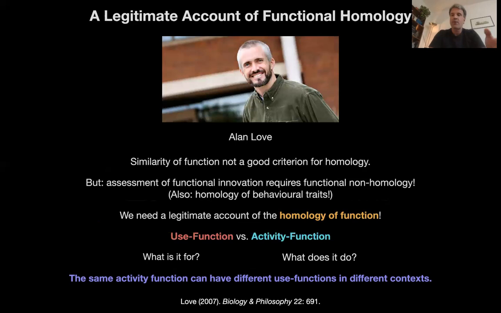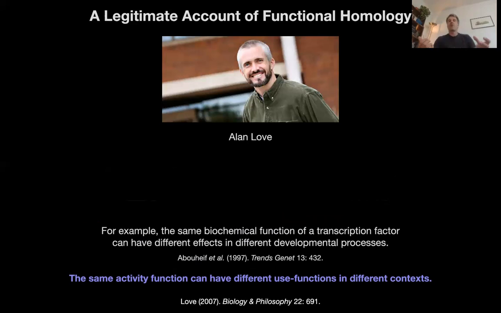For example, the same transcription factor, with the same biochemical activity function, can have very different effects in different developmental processes. Now imagine a pleiotropic gene. It contributes to different traits in very different ways, although its biochemical activity is exactly the same. So its biochemical activity is its activity function, and the causal role it plays in each one of those processes is its use function. This distinction between biochemical function and developmental function was already made in Ahab Abouheif's paper in 1997, by the way.